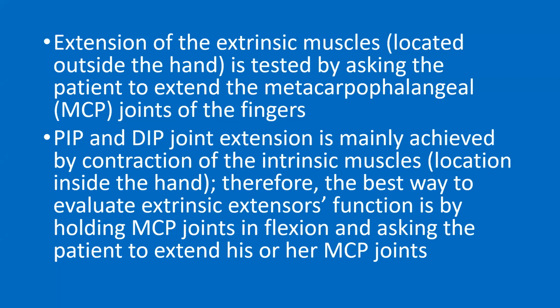Extension of the extrinsic muscles located outside the hand is tested by asking the patient to extend the metacarpophalangeal joints of the fingers. The PIP, or proximal interphalangeal joints, and the DIP joint extension is mainly achieved by contraction of the intrinsic muscles located inside the hand. Therefore, the best way to evaluate extrinsic extensor function is by holding the metacarpophalangeal joints in flexion and asking the patient to extend his or her metacarpophalangeal joints.